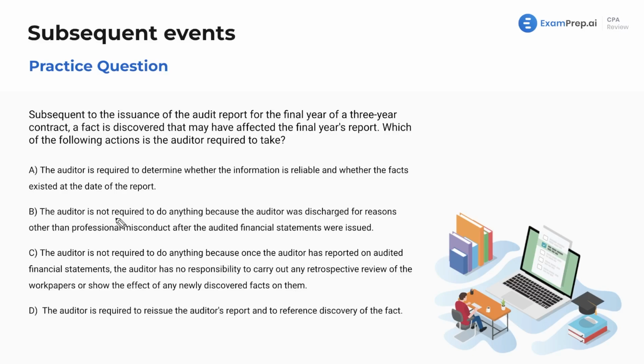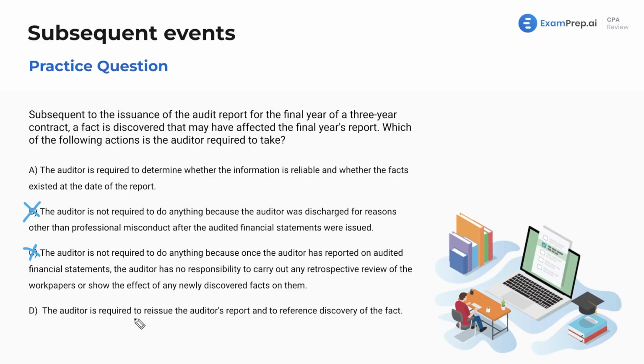So we will have a responsibility to do something, which is evaluate if anything happened. So this fact happened. We need to associate, is this material? We need to figure out, do we need to disclose it or account for it at all? The auditor is not required to do anything. Again, I'm going to say that they have to do something, but let's keep reading, because it says once the auditor has reported on audited statements, the auditor has no responsibility. And no, that's just not true. We do have responsibility. You're not off the hook yet.